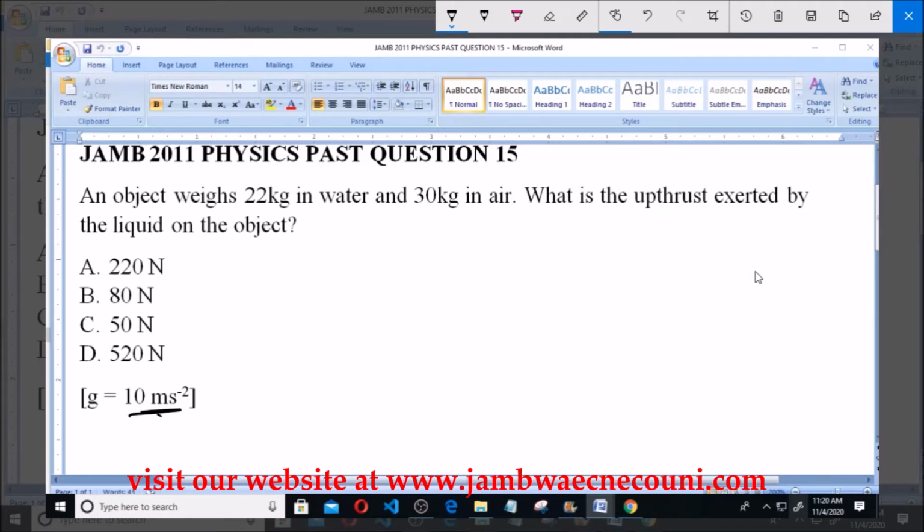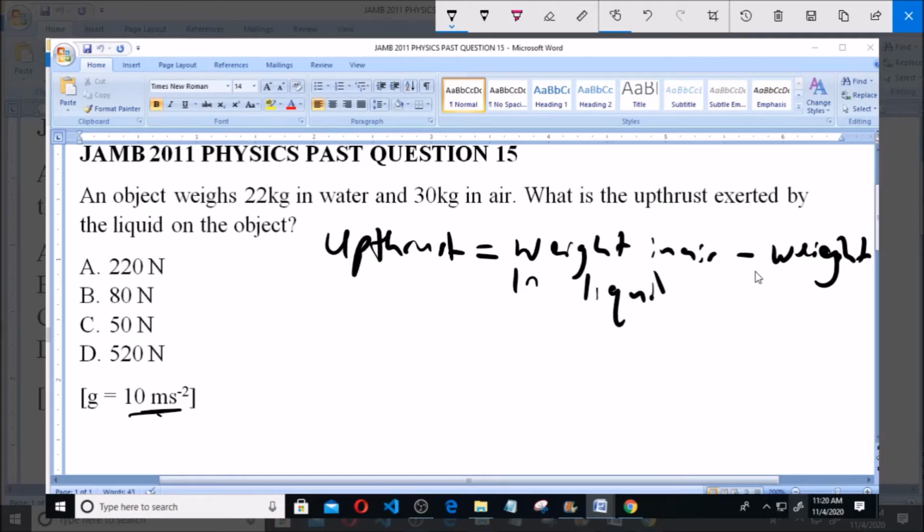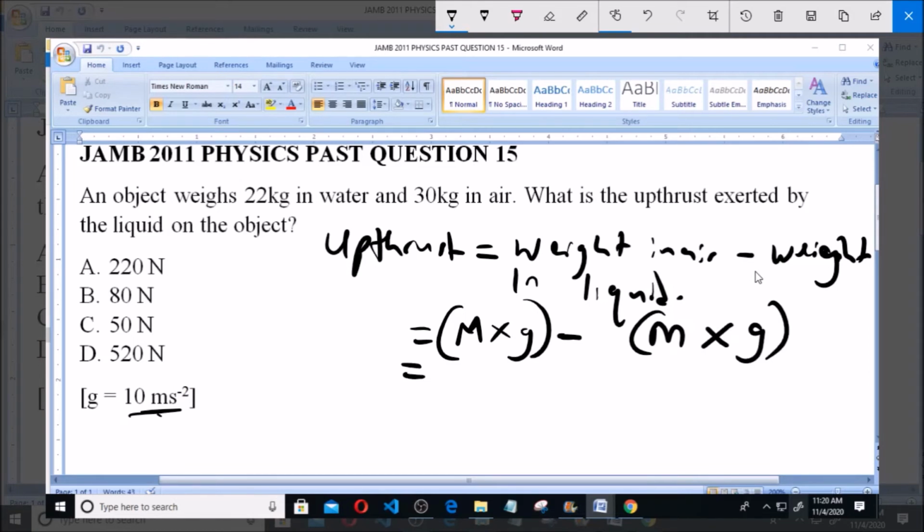Now, in order to solve this, you make use of the formula for upthrust. And upthrust is usually given to us as weight in air minus weight in liquid. Now, weight in air, of course, is the mass multiplied by acceleration due to gravity, mass in air multiplied by acceleration due to gravity, minus weight in liquid, which is the mass in liquid multiplied by acceleration due to gravity.